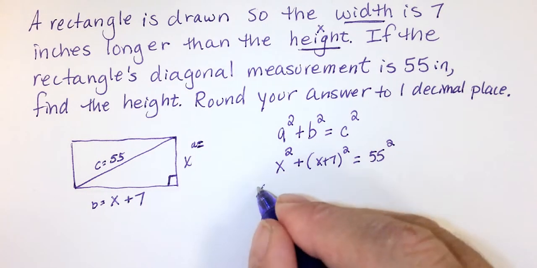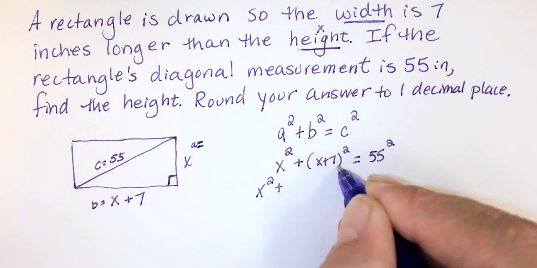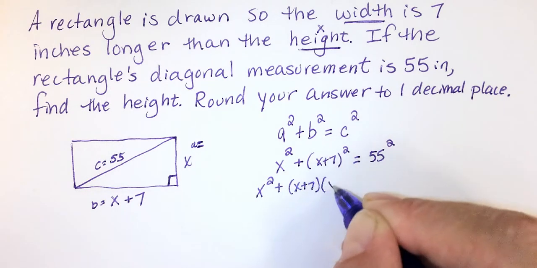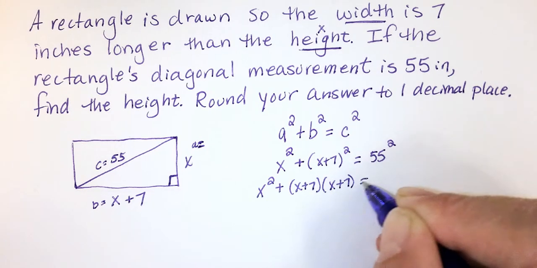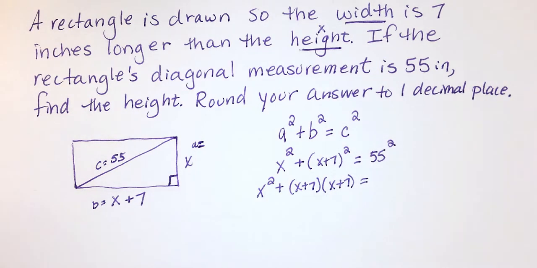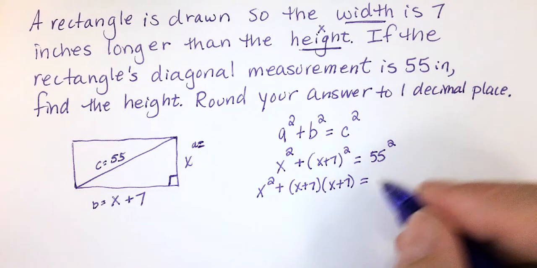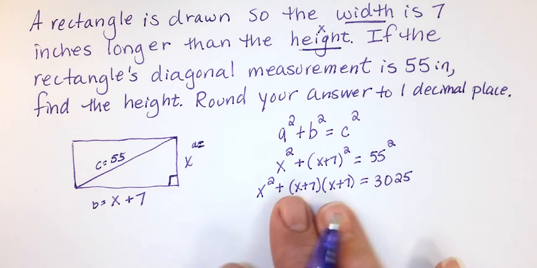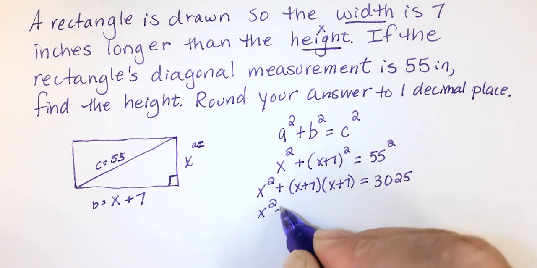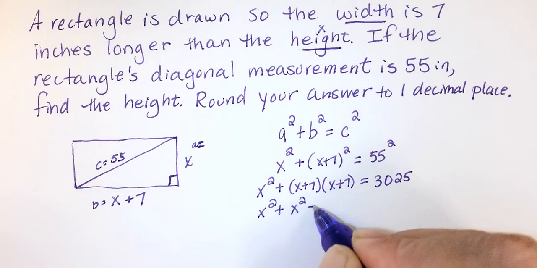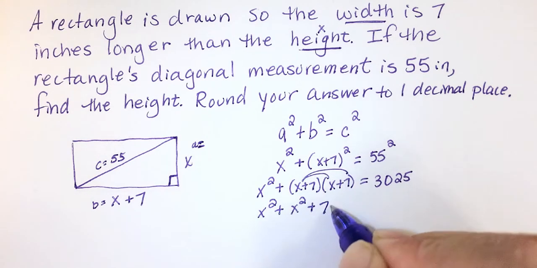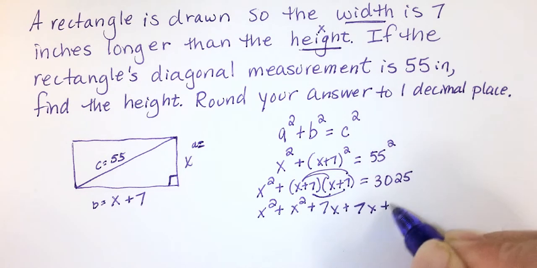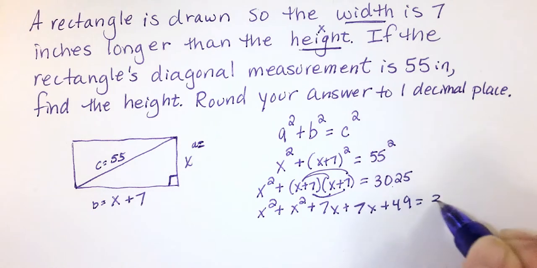So let's do some simplifying here. This is going to be X squared plus, if I have a binomial squared, I can write it twice and FOIL it out. Or if you know how to write that out from the beginning, that's fine. 55 squared is 3,025. All right, let's FOIL this out. So this is going to be X squared plus 7X plus 7X plus 49 equals 3025.